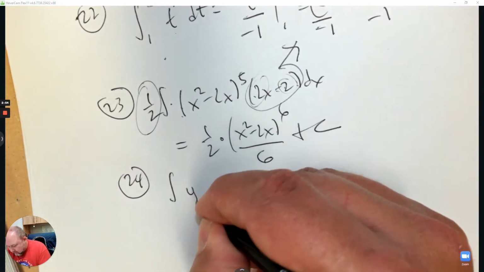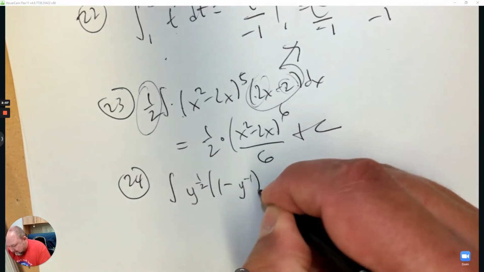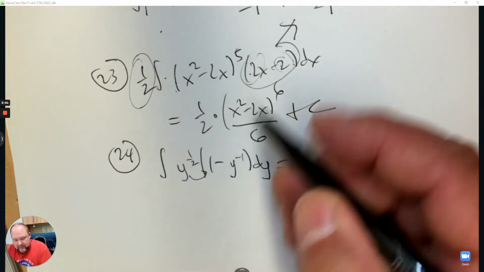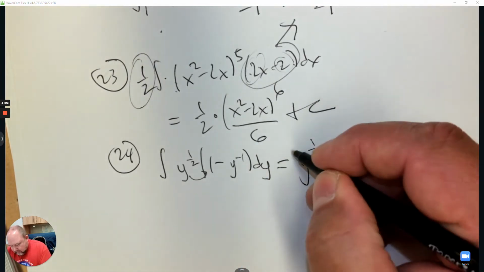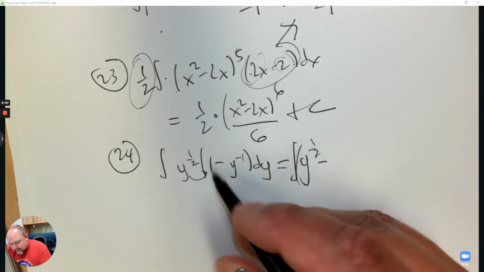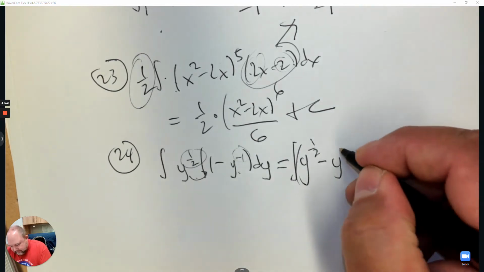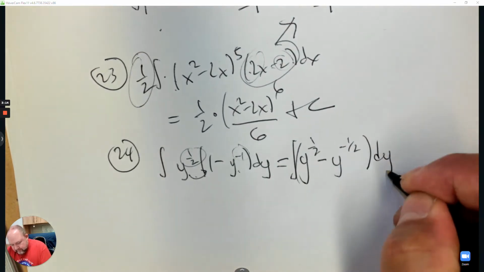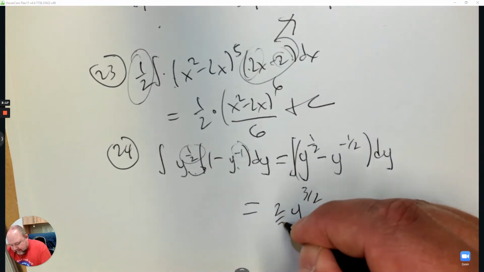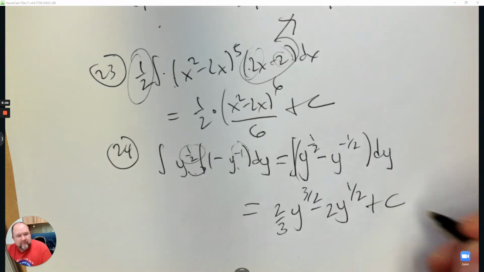I'm going to write it as y to the 1/2, y to the -1. This is one where I see algebra. So I multiply, which means I add the exponents, which would be -1/2. And then after you do algebra, you add 1 to the exponent and divide, or the reciprocal, and then plus c.